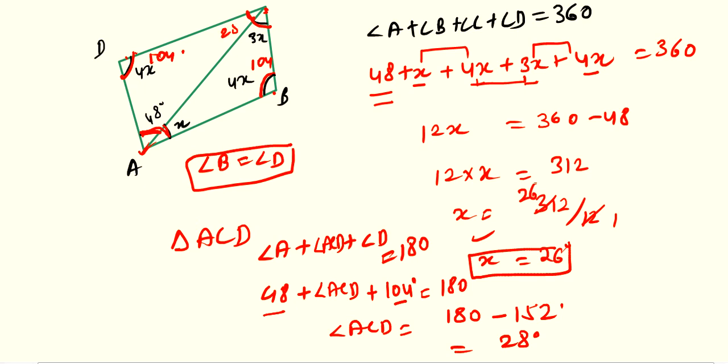So this is 28 degrees, and 3x means 3 into 26. So how much will 3 into 26 be? 78. So this is 28, 78 is the total, this is 28, so how much will this be? 50. Don't calculate this, I am explaining only. Okay, so this is your required answer.